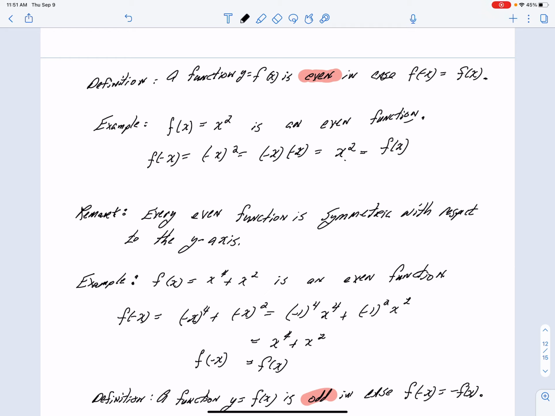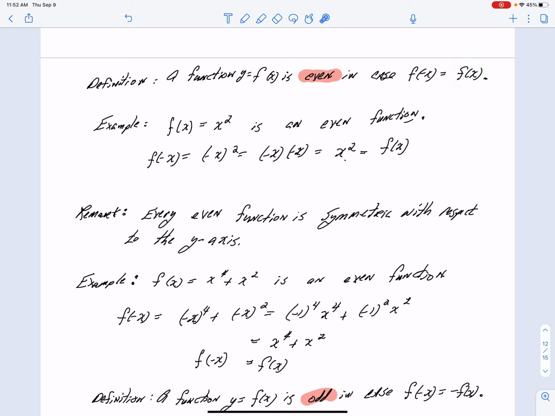Well, now I want to talk about a function being even and odd. So what does it mean for a function to be even? Well, the definition is: a function is even if f of minus x is the same thing as f of x. What does that mean? That means if I take the function f and I stick in minus x and I clean it up, I get the same thing that I started with.